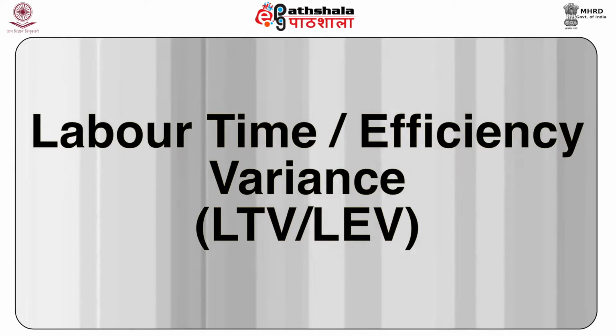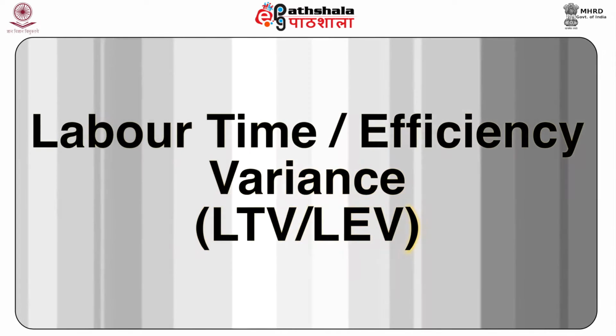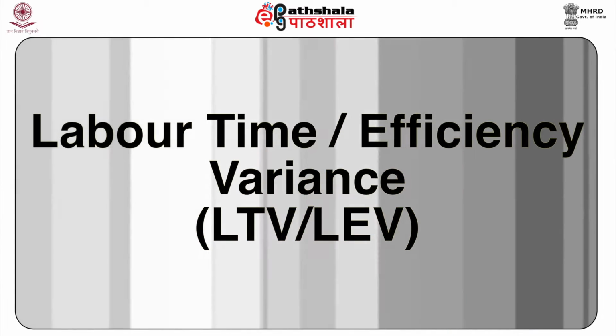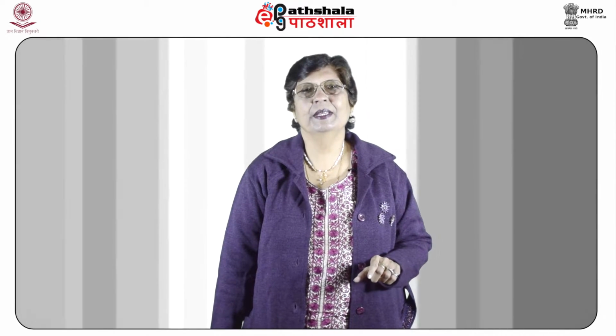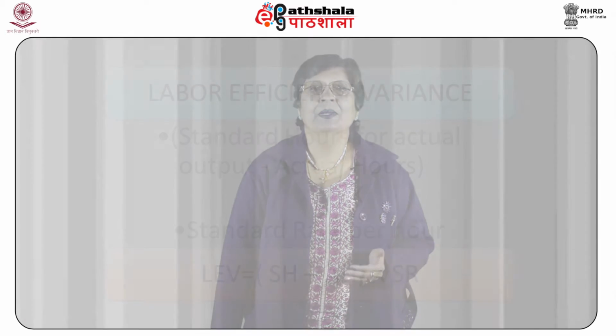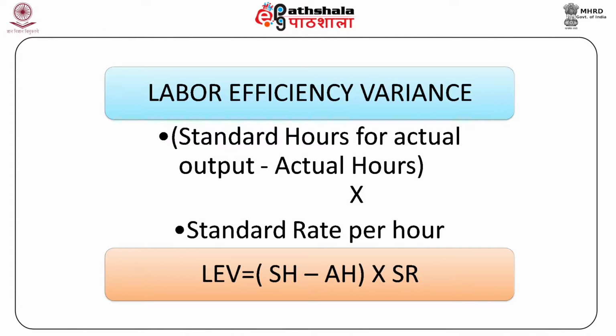Let us now know labor time or labor efficiency variance, in short known as LTV or LEV. Labor efficiency variance is that part of labor cost variance which is due to the difference between the actual labor hours and standard labor hours specified to produce the output achieved. Labor efficiency variance according to the formula will be equal to standard hours for actual output minus actual hours into standard rate per hour. LEV is equal to SH minus AH into SR.